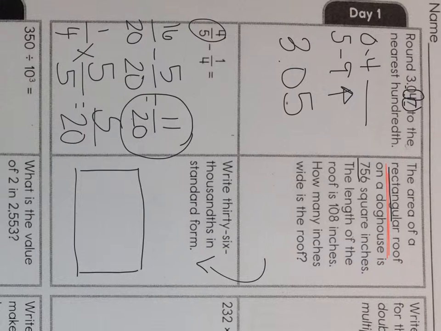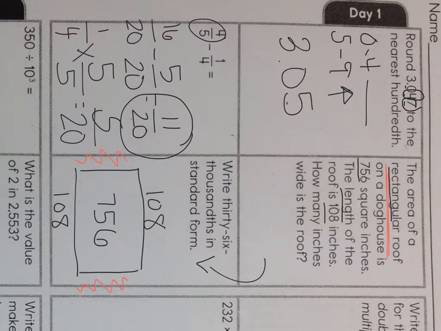And it says the area is 756, so I know that the area inside is 756. The other information it gives me is that the length is 108. So length, how long it is, 108. If it's a rectangle, the opposite side is going to be the same. So we know that 108 and 108 are the length, and we want to find out the width.